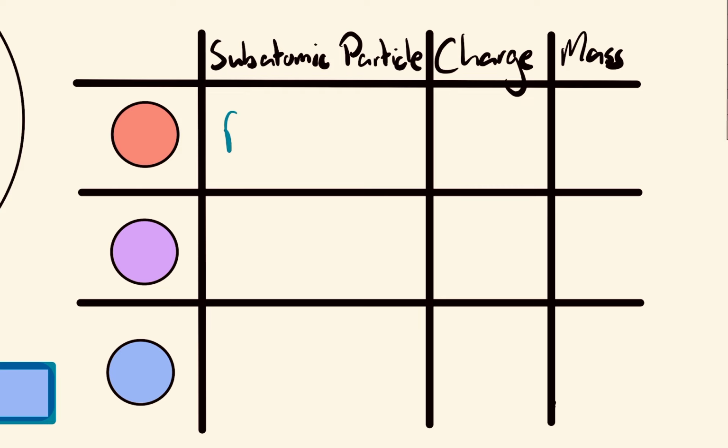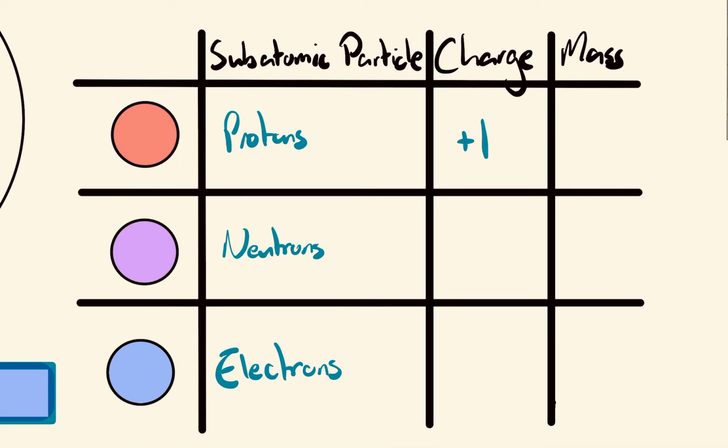So we have protons, we have neutrons, both of which are in the nucleus, and we also have electrons. Our protons, positively charged, P for positive, got a +1 charge. Neutrons, neutral, charge of 0, and electrons have a negative charge.